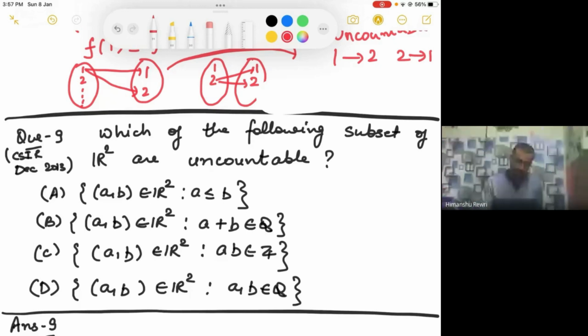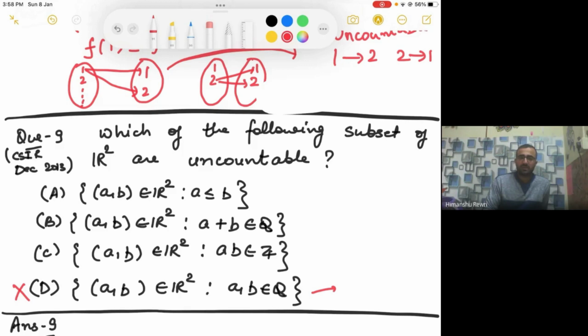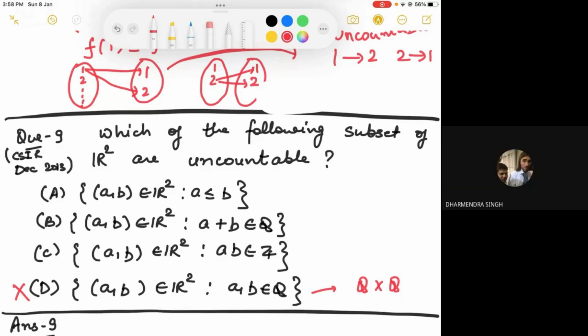Yes. It is clear that option D is countable. So option D is incorrect, because Q is countable, and Q cross Q is a product of two countable sets. Is that clear? Yes, sir.